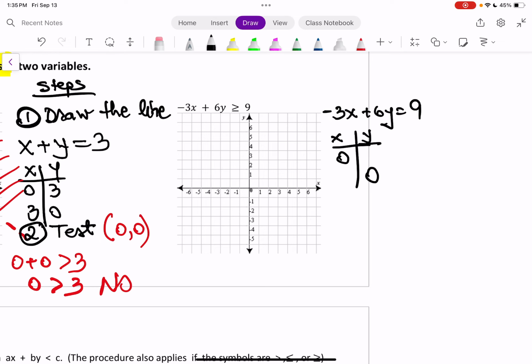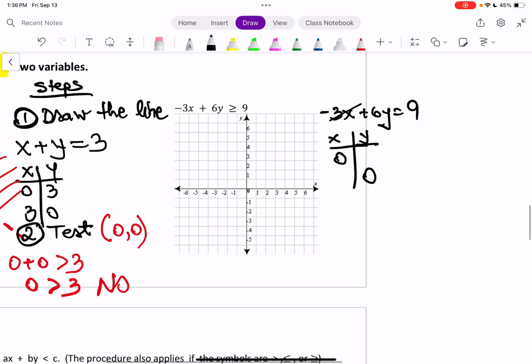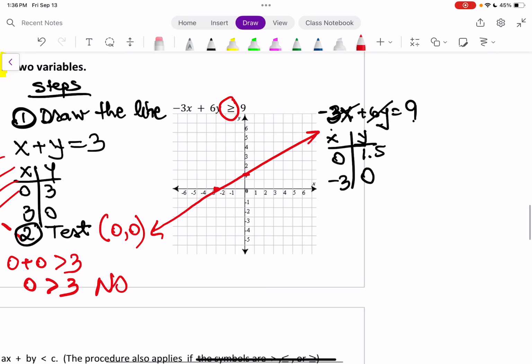If you make x 0, this term is gone, and I take 9 and divide it by 6, so I get 1.5. If y is 0, then this term is gone. So I take 9 and divide by -3, and I'll get -3. So here are my two intercepts. X is -3, y is 0, and x is 0, y is 1.5. Now, as you see, this inequality says or equal. Therefore, the boundary line is included. Therefore, I'm going to draw it solid.